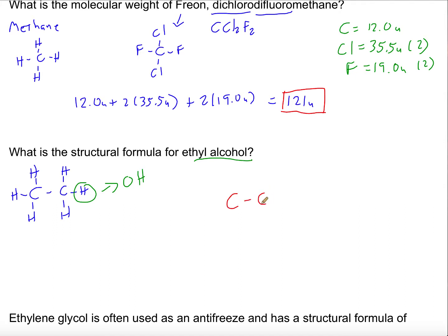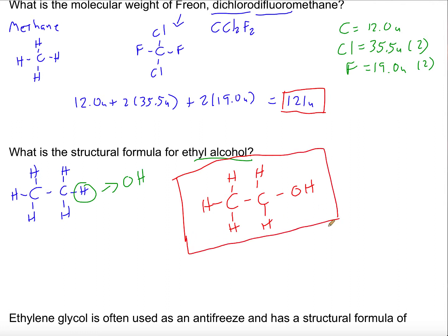have 2 carbons, we'd have lots of hydrogens here, and we would then have the OH radical, so the functional group would be the OH there, and that would give us our answer that we would need. That would be the structural formula for ethyl alcohol. All we have to do is, because we're making it an alcohol, we replace the H by an OH.